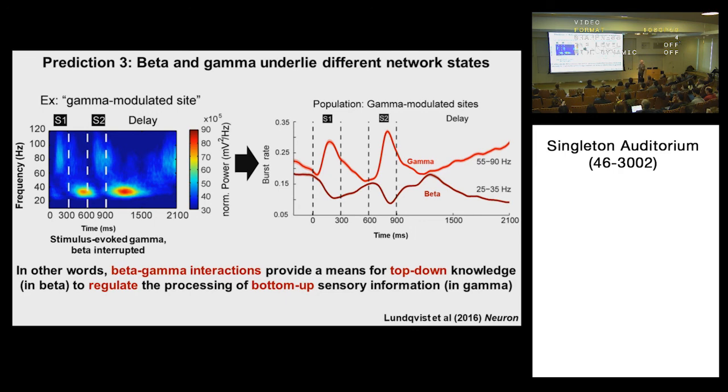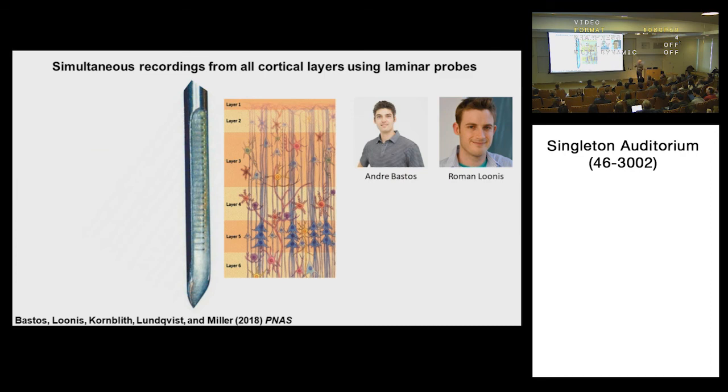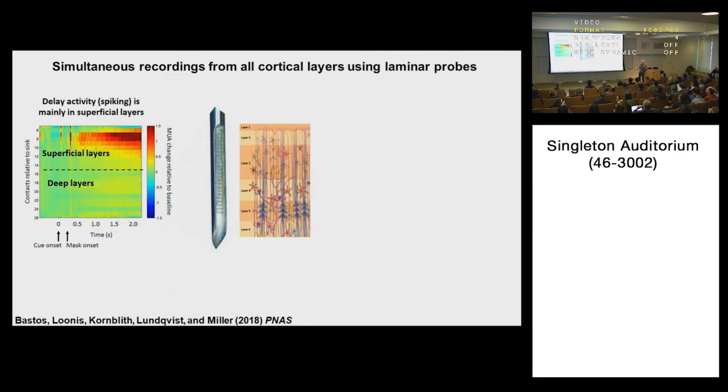So what we did next, by we I mean Andre Bastos and Robin Lundis in my lab, is we wanted to look more closely at these beta and gamma rhythms and see how they actually interact. So we did a series of experiments where we recorded from laminar electrodes. The laminar electrodes allowed us to record from all of the cell layers simultaneously. We can identify the middle layer by looking at where the stimulus information first reaches the cortex. And the first thing that Andre et al. noticed is that if you look at the spiking activity in the memory delays, most of the spiking activity that's carrying the working memories is happening in the superficial layers of cortex.